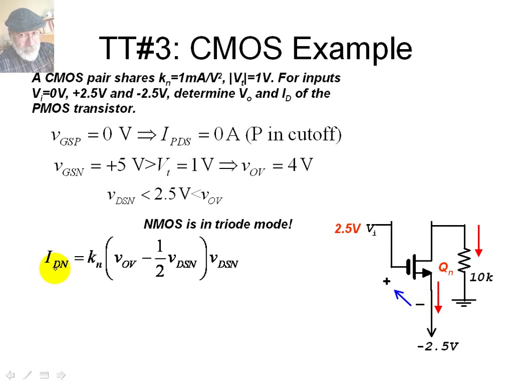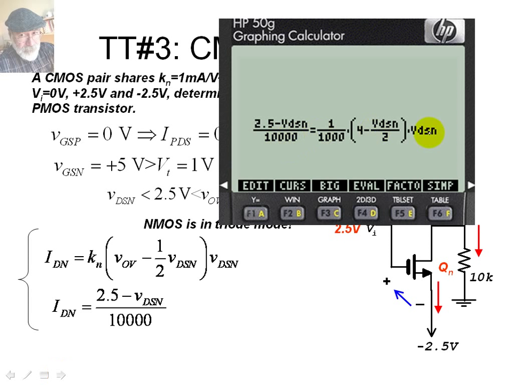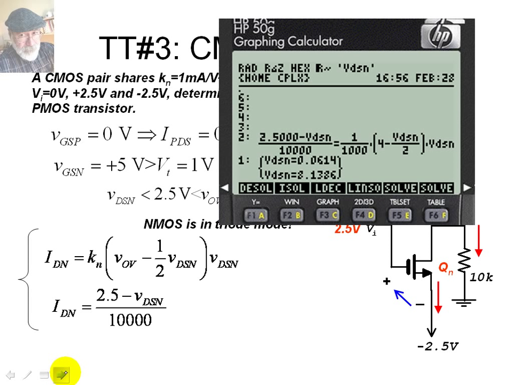But we already knew that IDN is 2.5 minus VDSN divided by 10,000. We saw that previously. Well, we substitute that with this expression, enter that in the calculator in a single equation as you see, and now we have one equation with one unknown only, VDSN. But this is a quadratic equation, no problem. We solve for that and we get two possible values for VDSN.